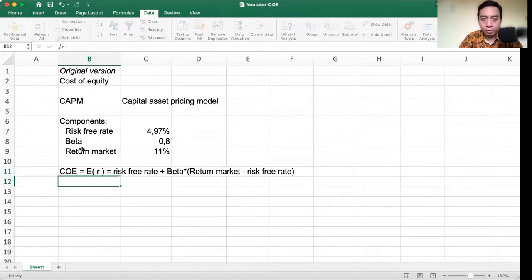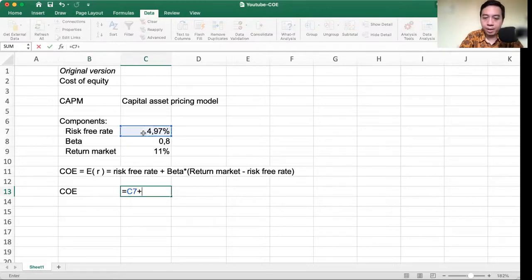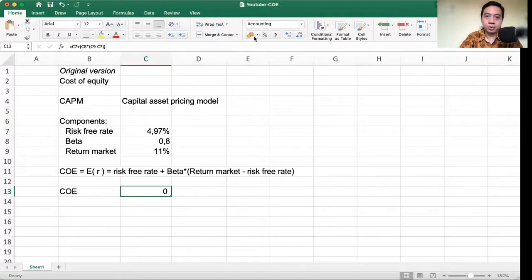The number for the risk-free rate here is the same as what we have here. So by using these components, we come to this calculation: risk-free rate plus open bracket beta multiplied by return market minus risk-free rate, close bracket. Now just put it in percentage and increase your decimals. Ta-da! So this is the way we calculate the cost of equity.